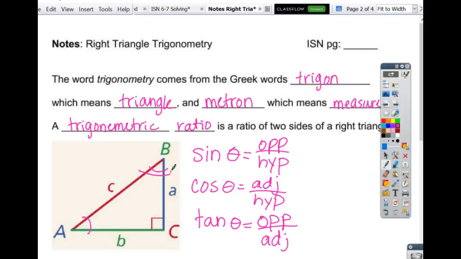If this is angle A, Isaac, which side besides the hypotenuse touches it? That's the adjacent. The one that doesn't touch it is the opposite. Oh, so it's not always going to be adjacent to the bottom? No, never. But the hypotenuse is always going to be across from the right angle.